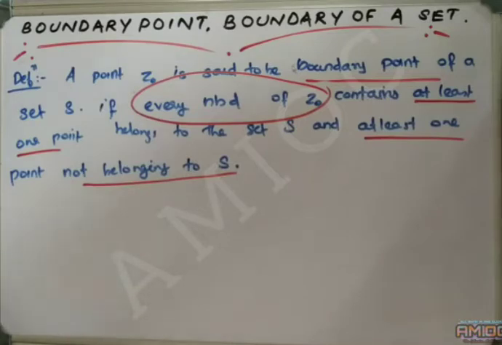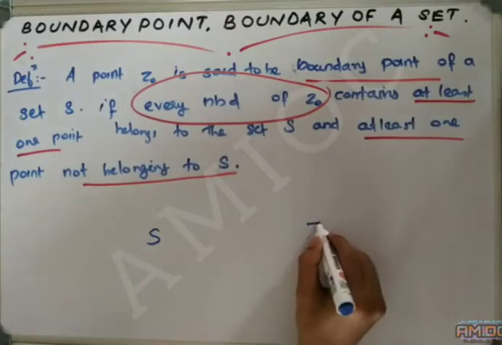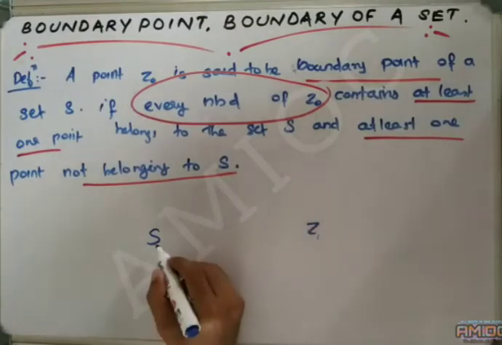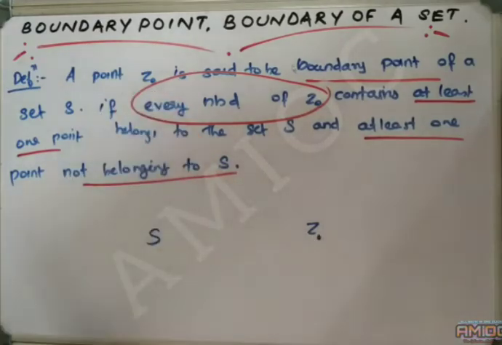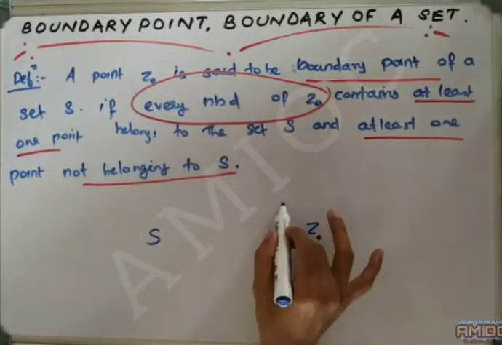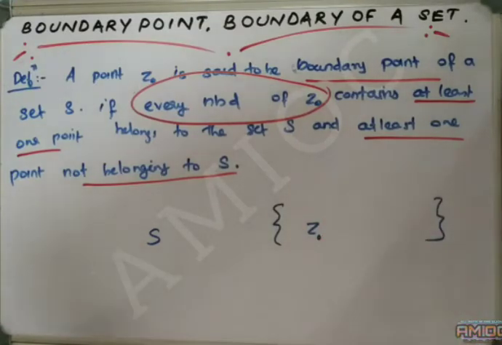And if we are given a set S, we can find the boundary point of the set S by using this definition. It may have one boundary point, it may have more than one boundary points. If we consider the set of all boundary points, that set is called the boundary of the set S. That means the boundary of a set is defined by the set of all boundary points of the given set S. So we can define the next definition.